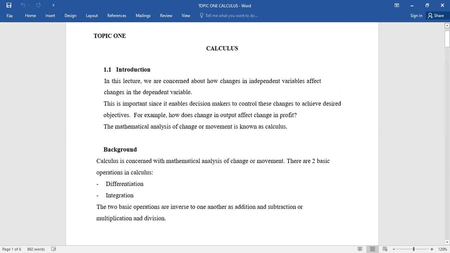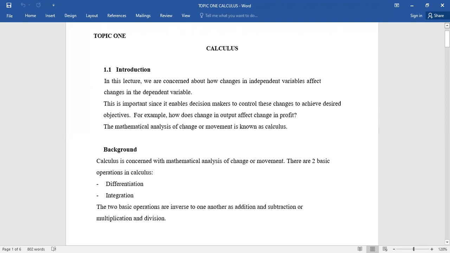By definition, calculus is concerned with mathematical analysis. And we've all agreed that quantitative techniques involve mathematical tools. So calculus is concerned with the mathematical analysis of change or movement. And as I had indicated earlier, the two basic operations that take place in calculus are differentiation and integration, and one is the converse of the other. So these two basic operations are the reverse of one another, just like addition is the reverse of subtraction and multiplication is the reverse of division.